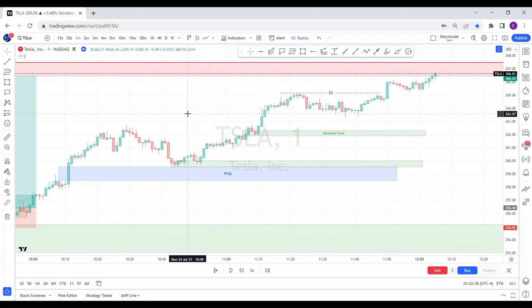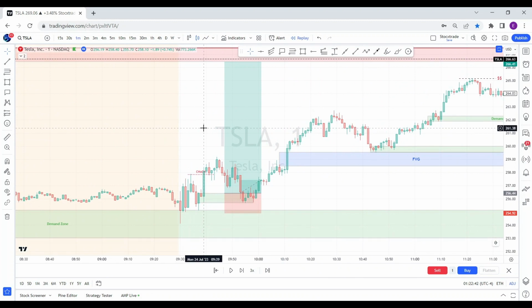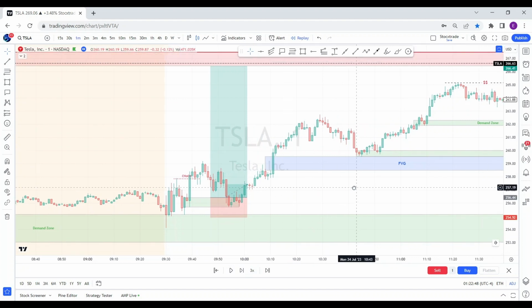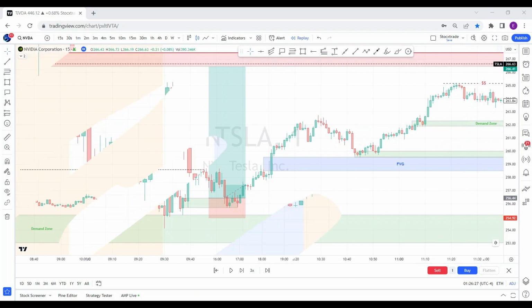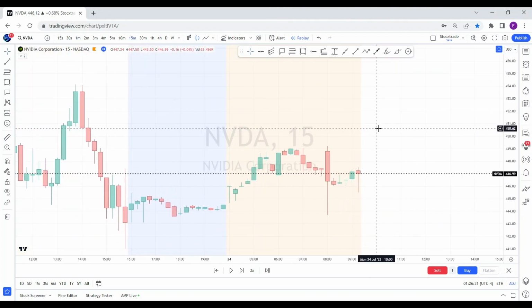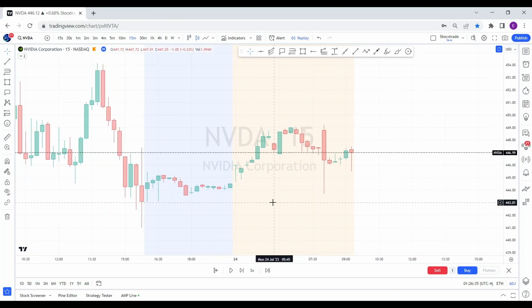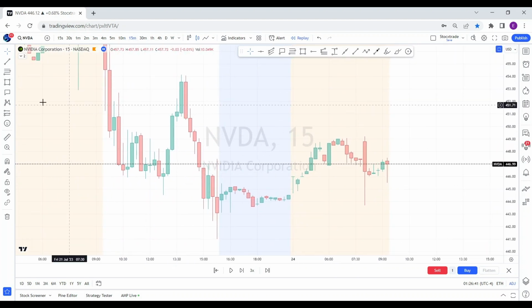So guys, this is the second example which you need to see before the market opens. So let me show you another example with Nvidia. So guys, this example is with the Nvidia 15 minutes chart. So you have, before the pre-market, this is the 9:15 candle and the time frame is the 15 minutes chart.